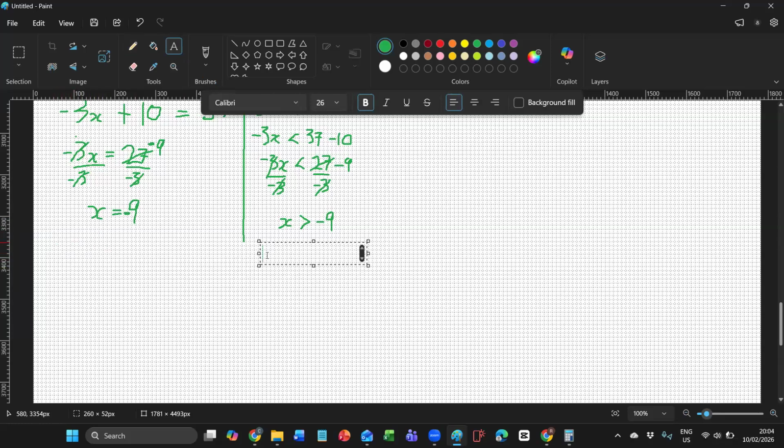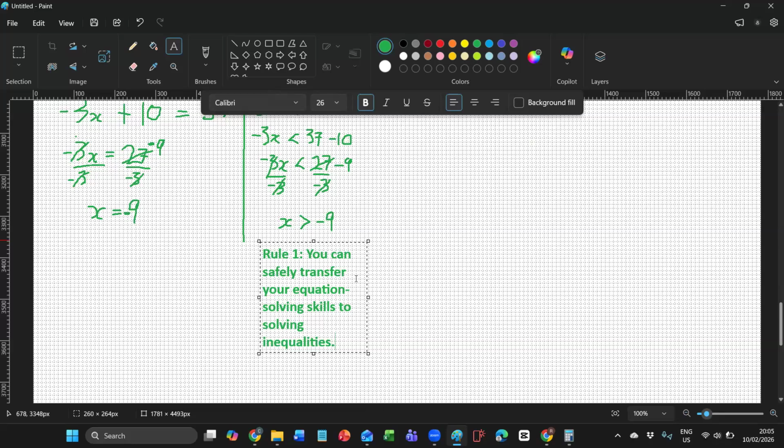Okay, so here goes. Rule 1: you can safely transfer your equation solving skills to solving inequalities.